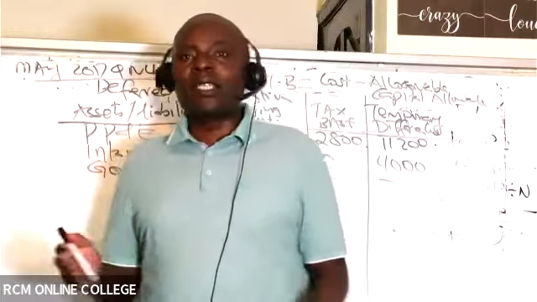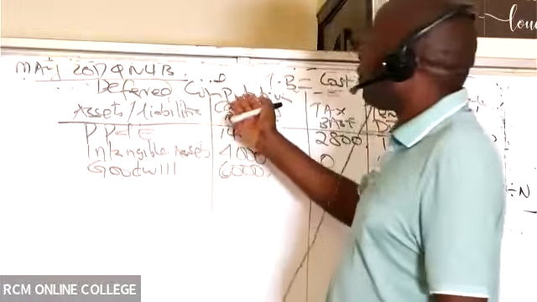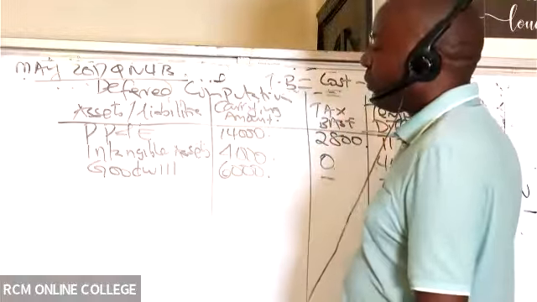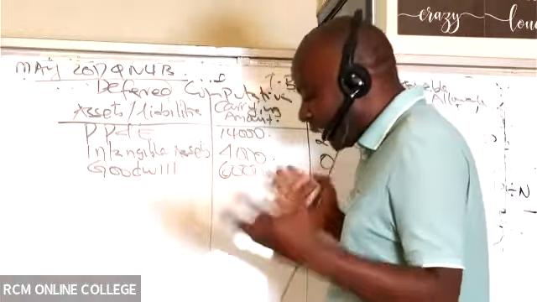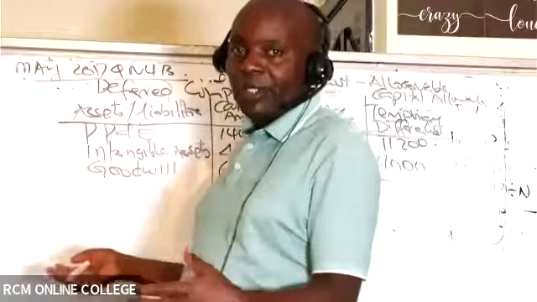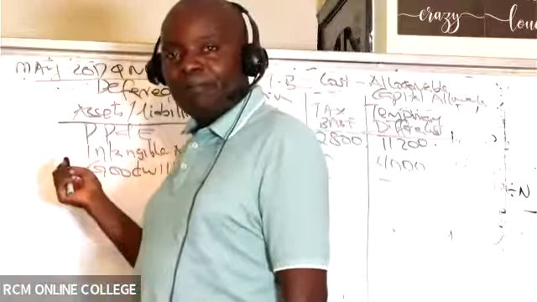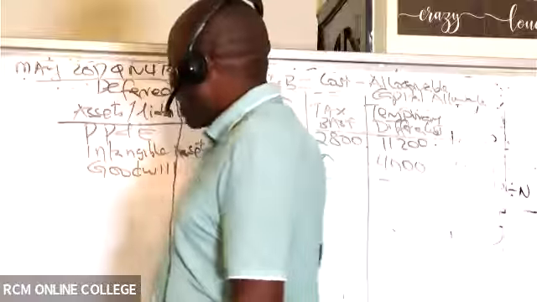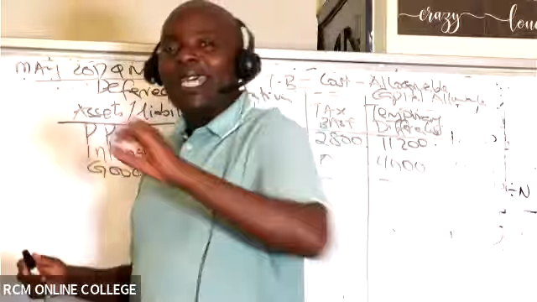And yet, this is a schedule of what here? A schedule of temporary differences. So goodwill has got no business being here. So either you decide to leave it out, or you remember goodwill dash dash.